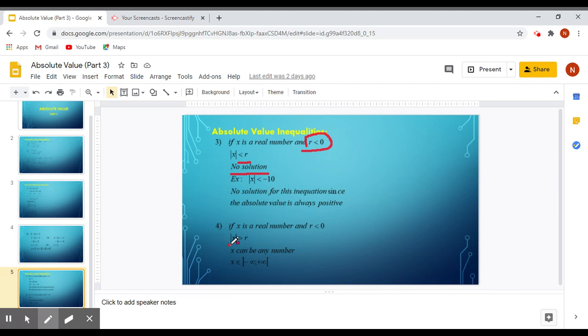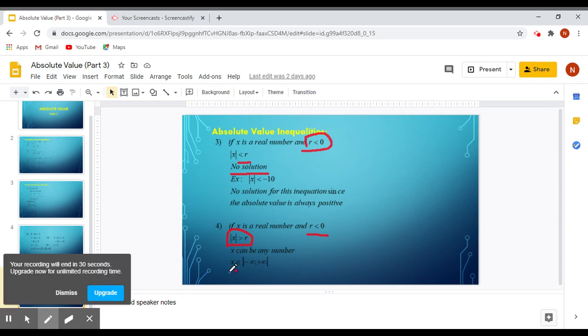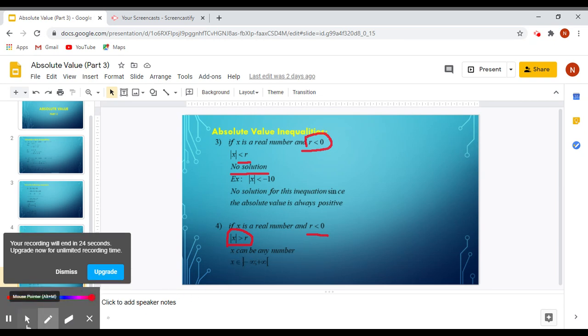Now, if absolute value of x is bigger than r and r is negative, the absolute value is always positive, so it's always going to be true. So x can be any number, and x will belong to the interval minus infinity, plus infinity.